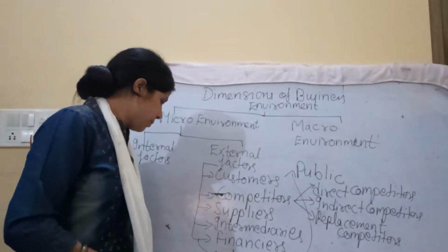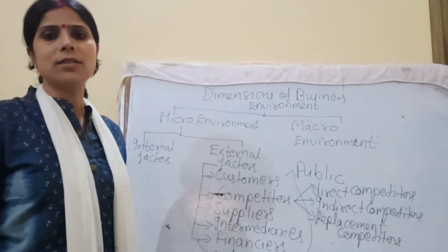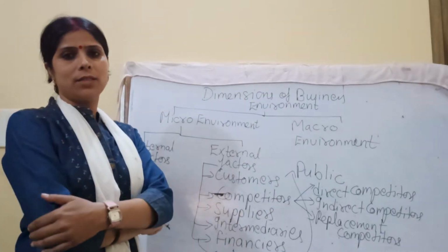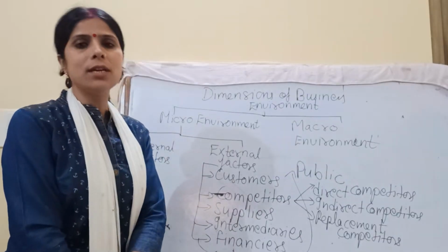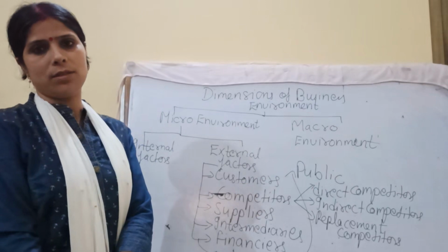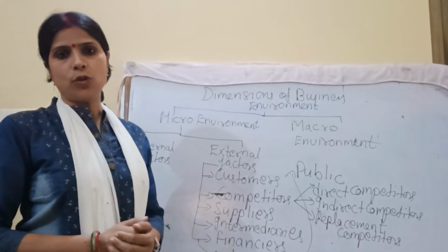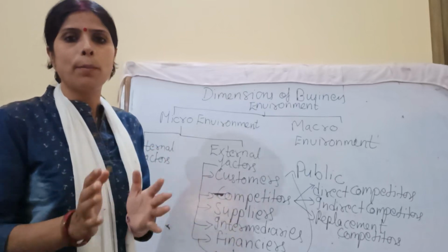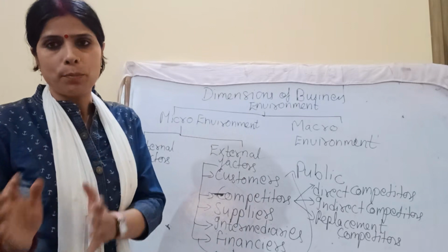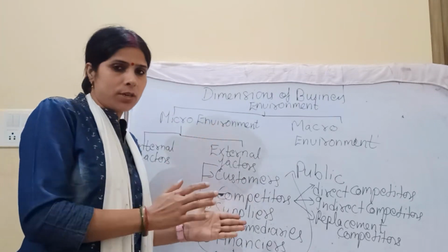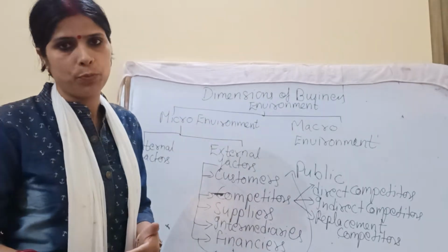Now the next point is suppliers. Who are the suppliers? Suppliers are the ones who provide raw materials to business concerns. Now for what are the raw materials needed? Raw material is one of the factors of production. It is needed to produce the products. These inputs will be utilized to convert them into output.